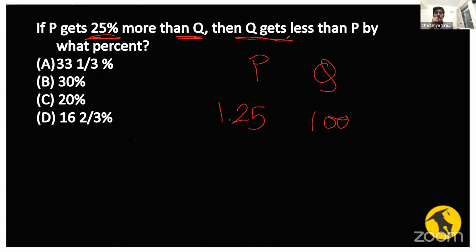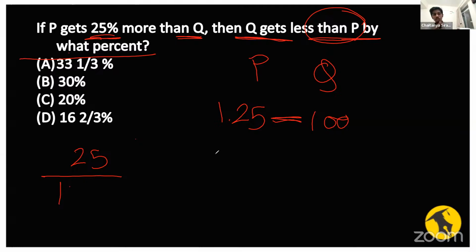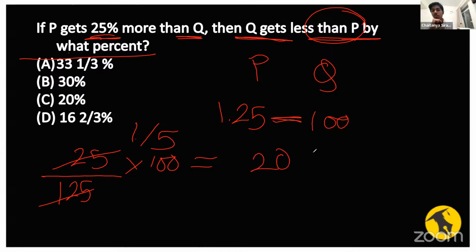Now the question asks: Q gets less than P by what percent? So it's a straightaway question. You just have to find the change. What is the change? Change between them, upon P, so 125 into 100. If I reduce this, it will be 1 upon 5, and 1 upon 5 is nothing but 20%. So the correct answer is option C. Straightaway question, easy marks.